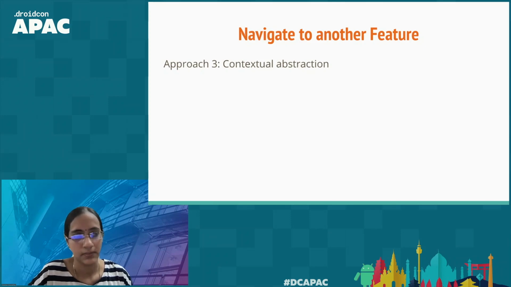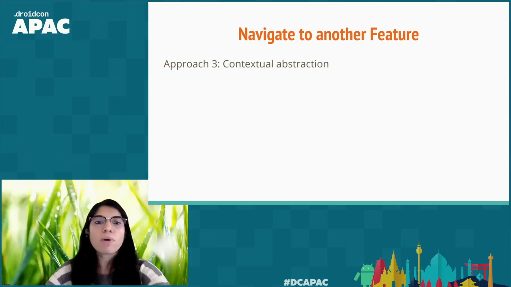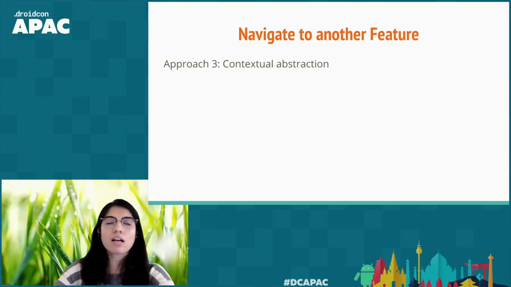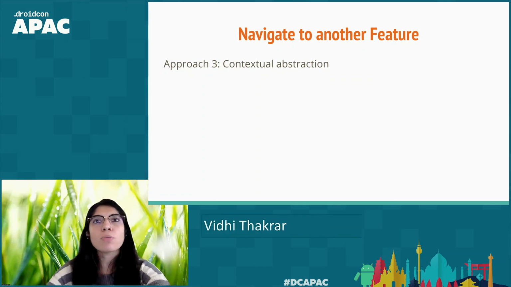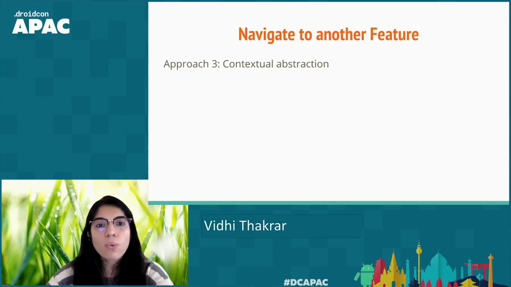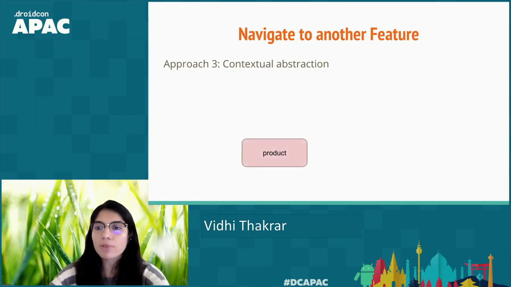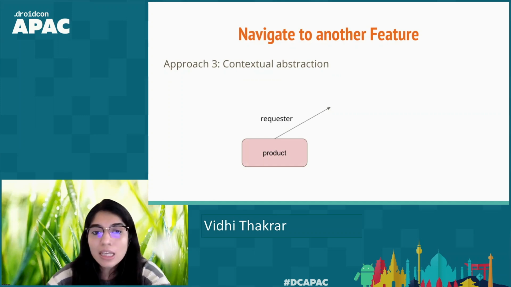Yeah, thanks, Sowmya. Okay, so now we'll talk about contextual abstraction as another approach. If we start thinking about the whole problem we are trying to solve, we have a product module, and here product is nothing but a requester. Product is requesting that it wants to start the purchase flow.